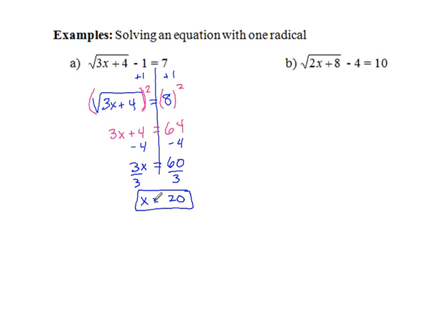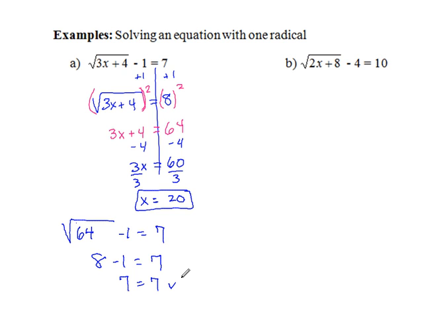Now, we're almost sure, but we have to double check, plug it back in. So 3 times 20 is 60 plus 4, square root of 64 minus 1 equals 7. Square root of 64 is 8, minus 1 equals 7. That does equal 7.